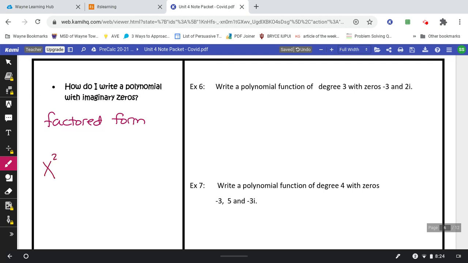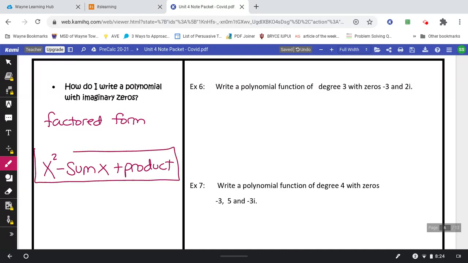x squared minus the sum of x plus the product. And I'll explain what that means in just a moment. Make sure you have that. Very important.